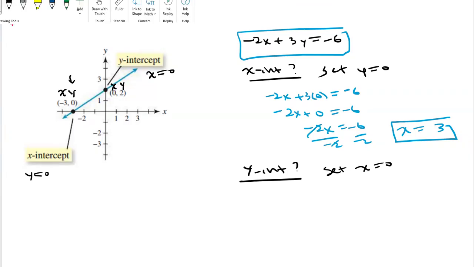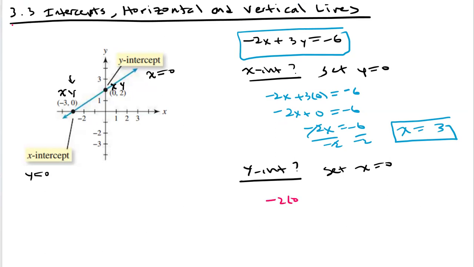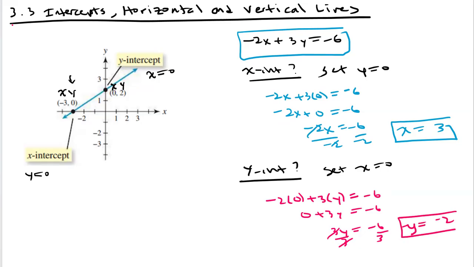So we'll have -2 times 0 now plus 3 times y equals -6. -2 times 0 is 0, then plus 3y equals -6. So that gives me 3y on the left side, and then we divide both sides by 3. So y is going to give us -2, since -6 divided by 3 is -2. So in this case, the y-intercept for this equation is -2.